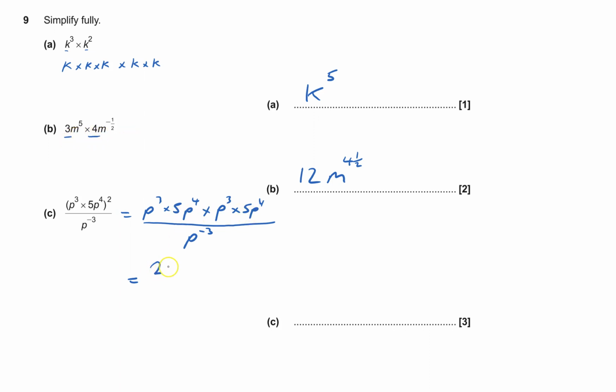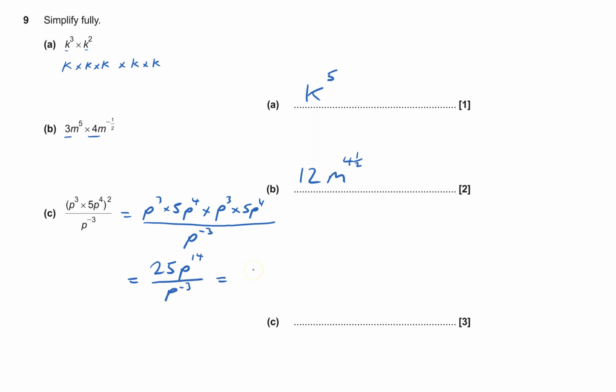5 times 5 is 25. And then I've got to work out what it's p to the power of. I've got 3 p's all times together here, and then times by 4 more p's, so that'll be p to the 7, and another 3 more, so that'll be p to the 10, and then another 4 more here, that'll be p to the 14, and then it's all over p to the minus 3.